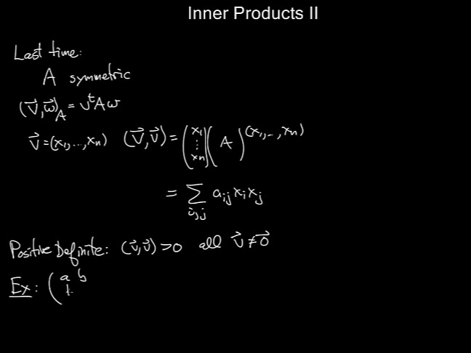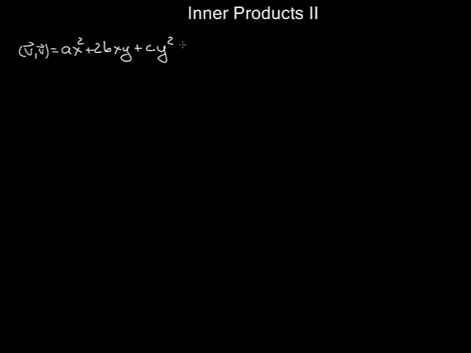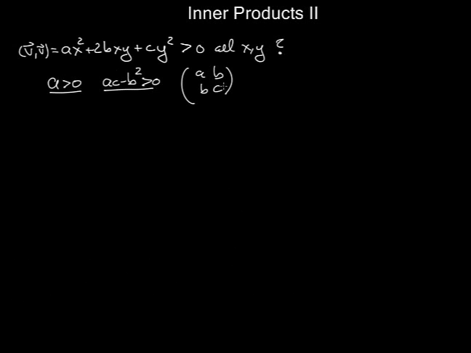And the key example we talked about was the 2 by 2 example, where if v is the vector xy, if you write this out, you get the standard quadratic ax squared plus 2bxy plus cy squared. And I want to remind you how we checked this, because we're going to sort of do it again. So what we did is we completed the square, and we saw that we had to have a bigger than 0 and also the determinant bigger than 0. So that was the test for positive definiteness.